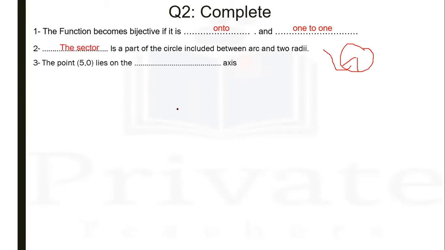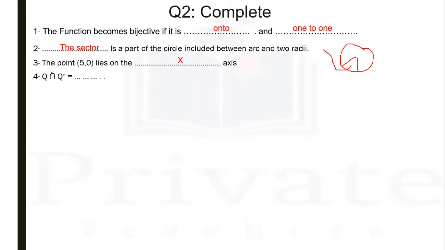The point (5, 0) lies on dash axis. We look at the point here, (5, 0). So the y coordinate is 0. That means the point will not be on the y-axis, so it will be on the x-axis. The 5 is the x coordinate, so the point will be on the x-axis.